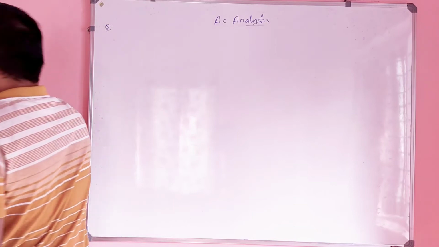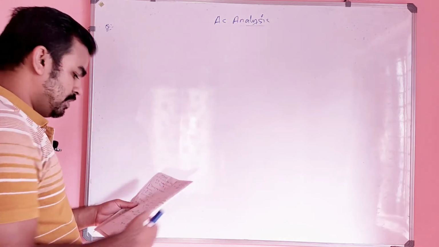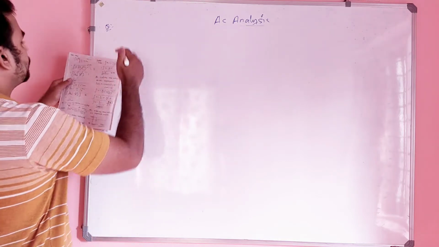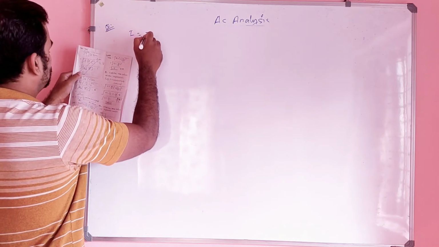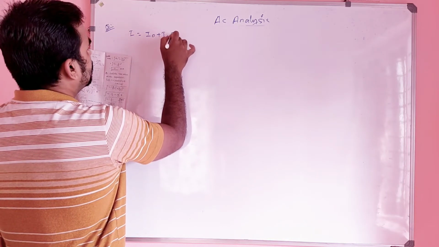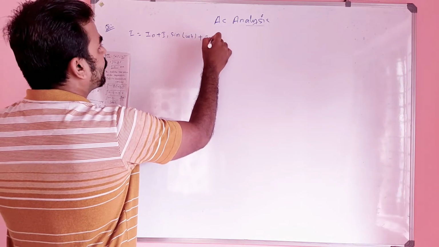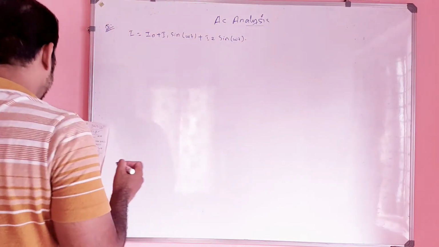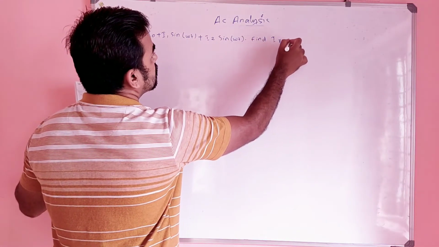Let's do some more problems regarding the RMS and average value concept. Write a question. I is equal to I0 plus I1 sine of omega t plus I2 sine of omega t. Find IRMS.